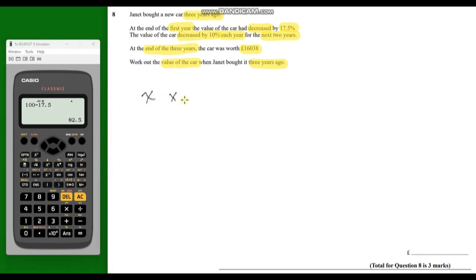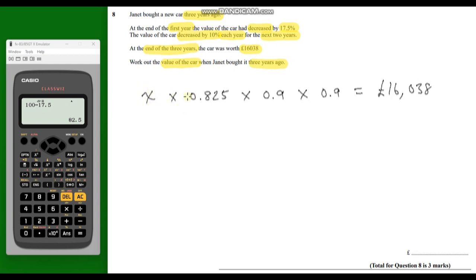So we're going to multiply that by 0.825. And then the car is decreasing by another 10% each year for the next 2 years. So here our multiplier is going to be 0.9 because it's going to be 90% of the previous value. So we're going to multiply by 0.9 and then multiply by 0.9 again. And we can see that our answer after 3 years is £16,038. So we want to work out what X is.